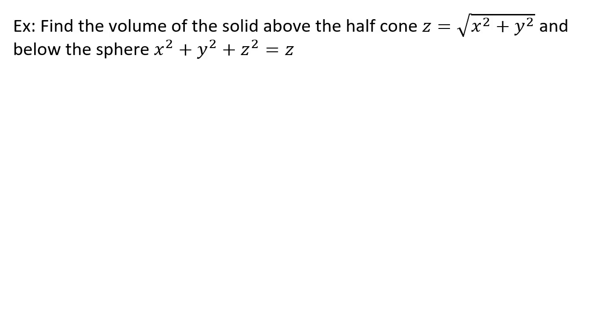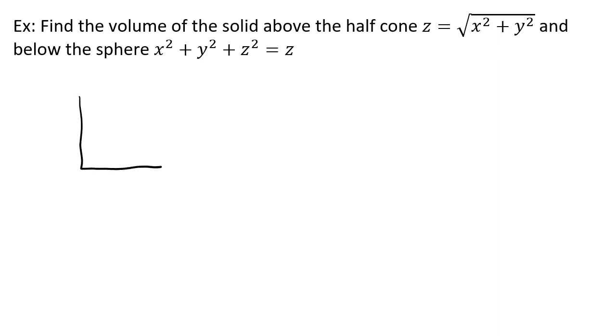All right, in this example, we're going to find the volume of the solid above the half cone, z equals square root x squared plus y squared, and below the sphere, x squared plus y squared plus z squared equals z. It would be helpful with this to get an idea of what the sketches of these pictures look like, so that we can help set things up in the future.